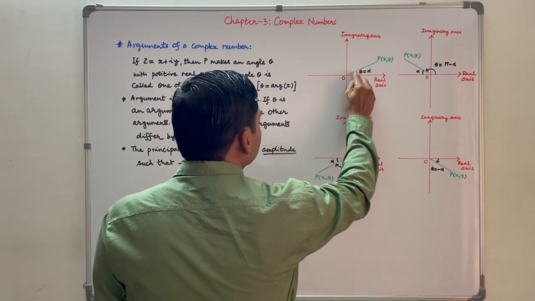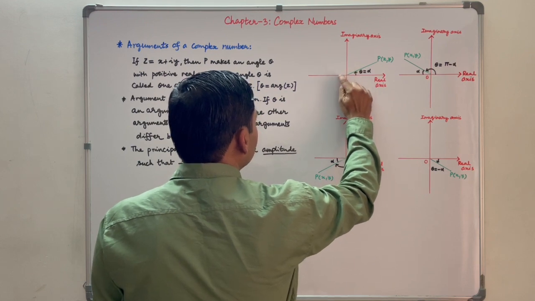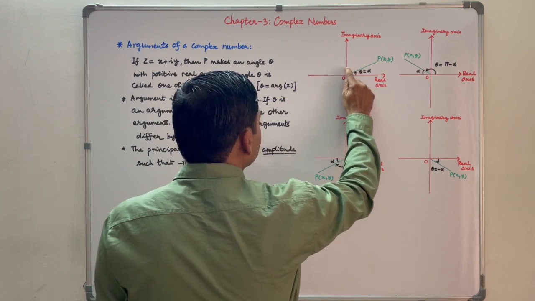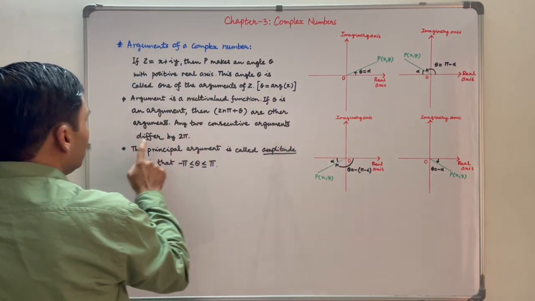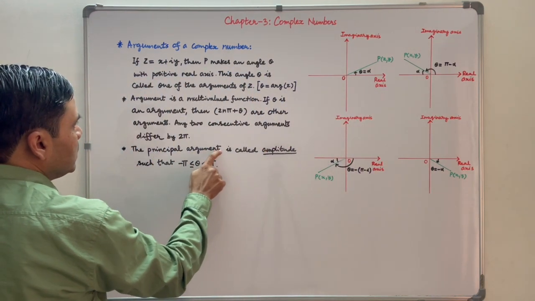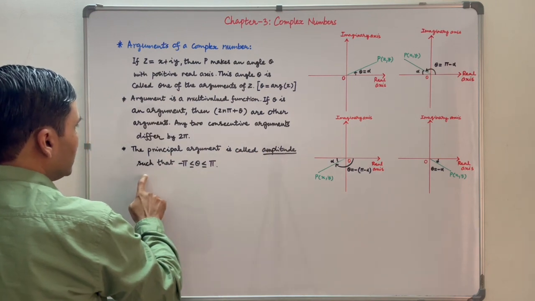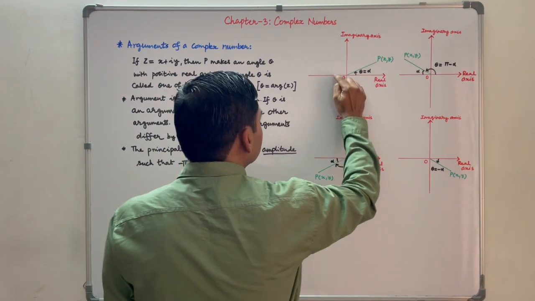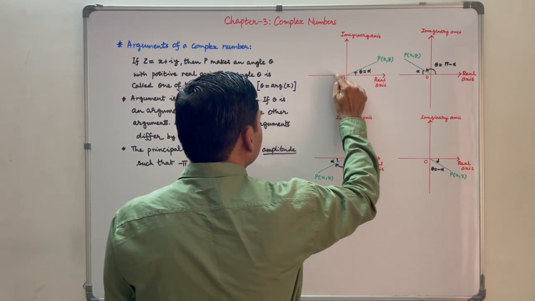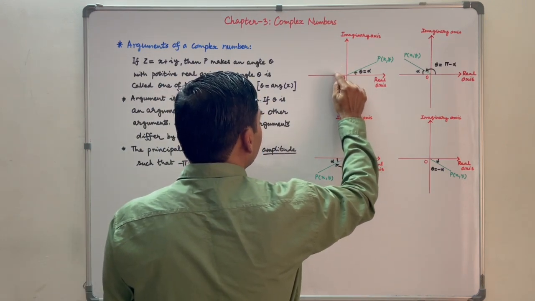Suppose theta is first argument, then next argument will be 2 pi plus theta. Next will be 4 pi plus theta, and so on. First argument or principal argument is called as amplitude, such that theta lies between minus pi to plus pi. If theta lies between minus pi to plus pi, then argument theta will be called as amplitude.